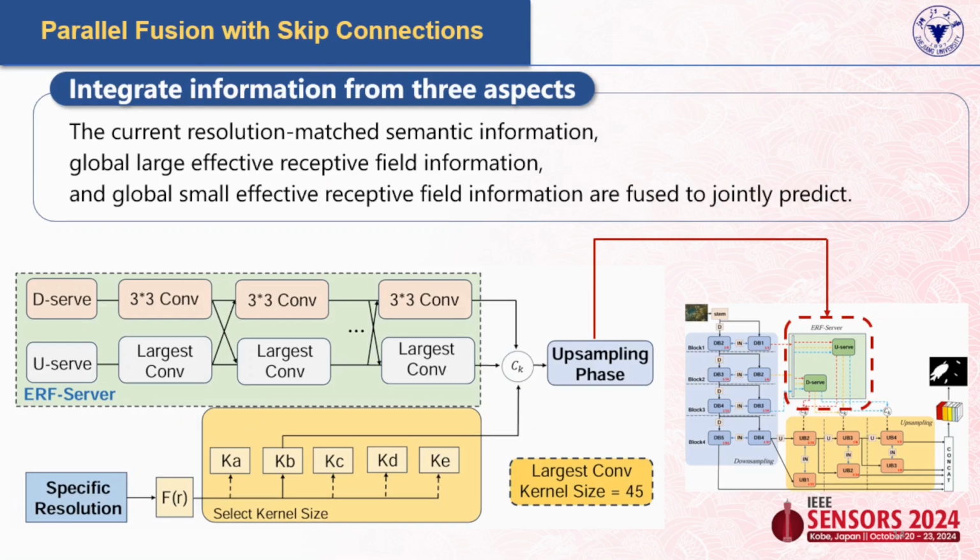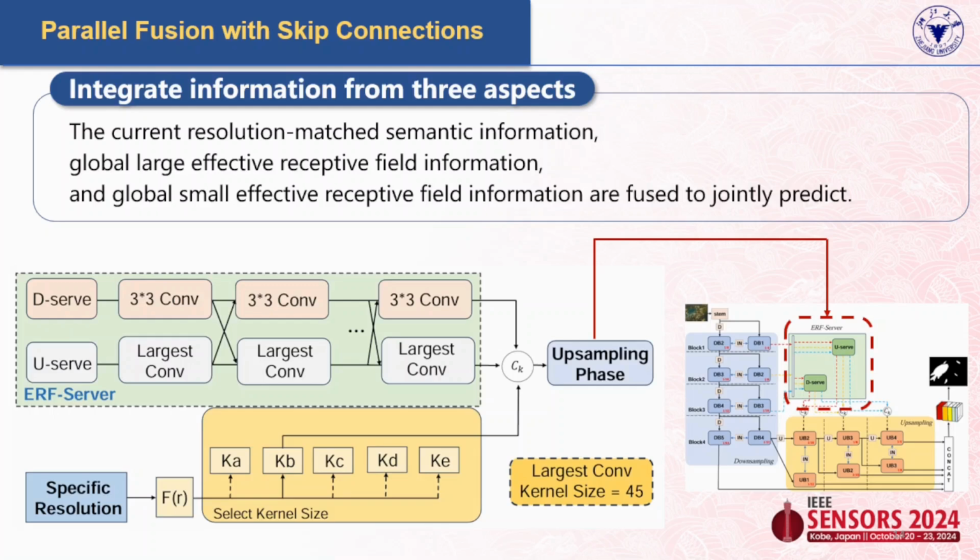And this is how we fuse these features, using a parallel fusion with skip connections. It is a crucial part of our network's structure that enables the integration of multi-scale information. We supplement the information from the early downsampling stage to the later upsampling stage and fuse these three information streams. The current resolution matched semantic information, global large receptive field information, and global small receptive field information are fused at the output to jointly predict.